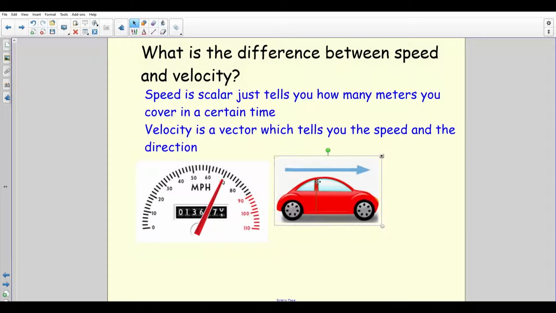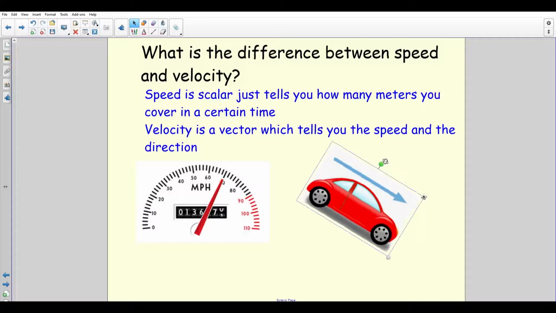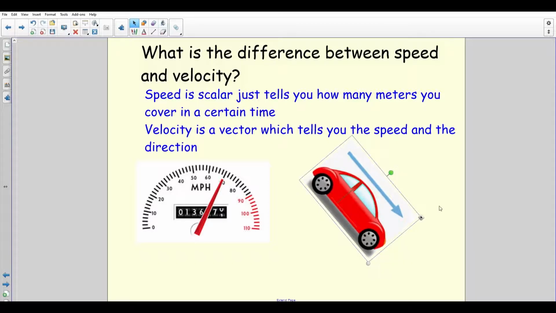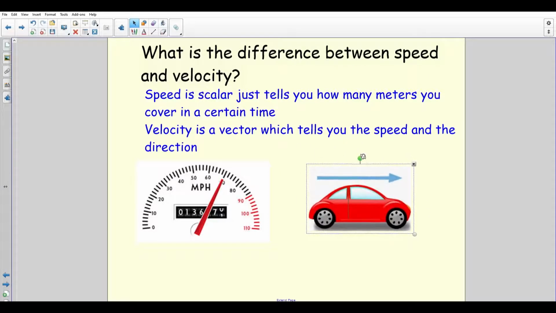So if this car is going 70 miles per hour and it turns a corner, if it's going on a motorway and it starts gradually turning a corner, it's still going the same speed, but now it's going a different direction. So things can change their direction and therefore change their velocity, but keep the same speed. This also allows things to accelerate round a corner without changing speed.